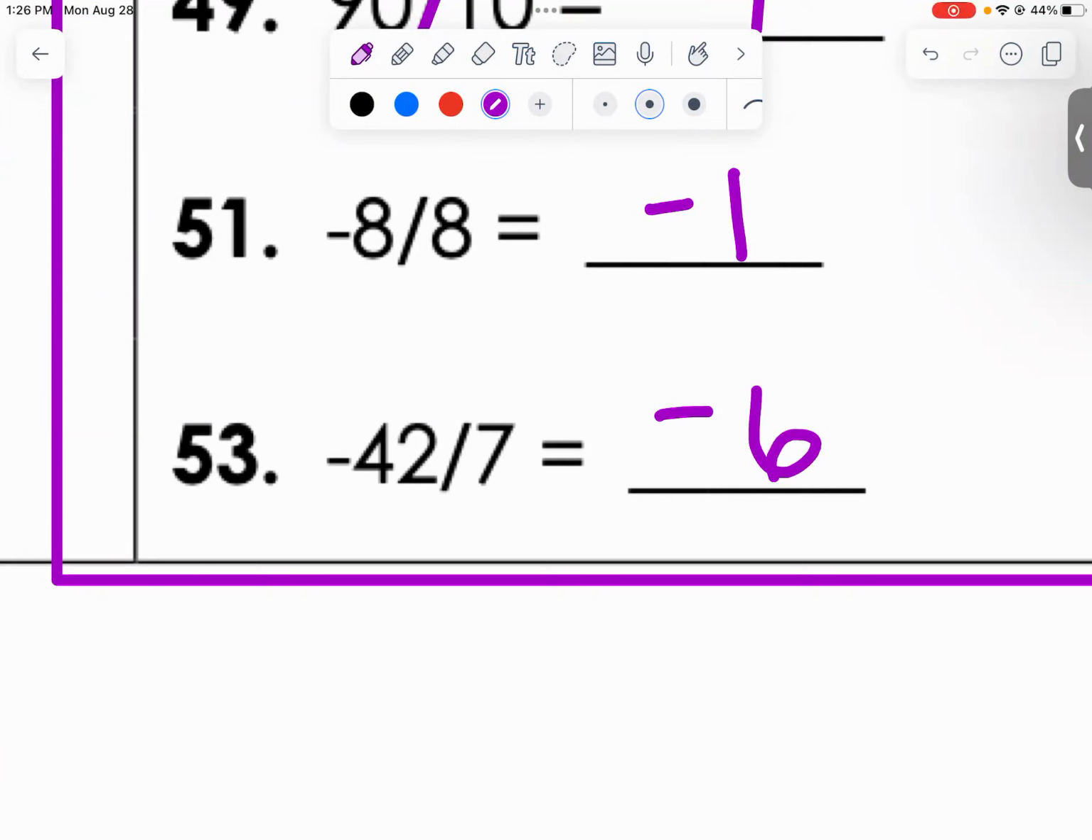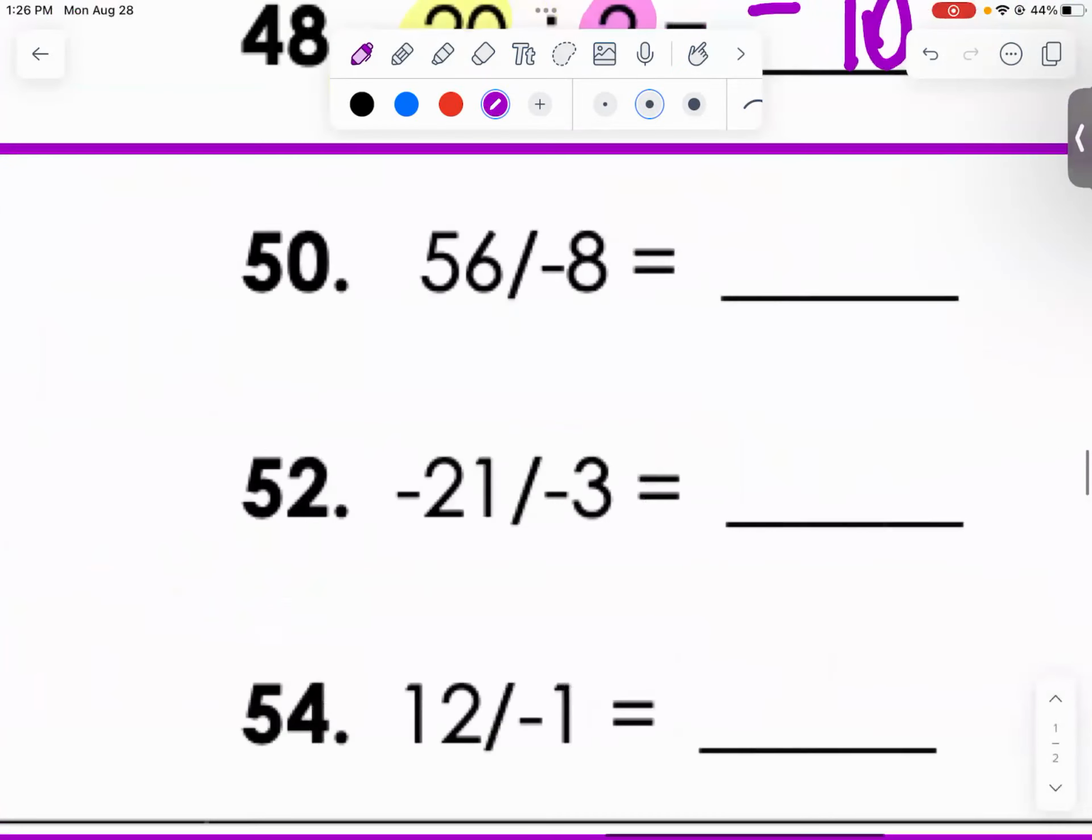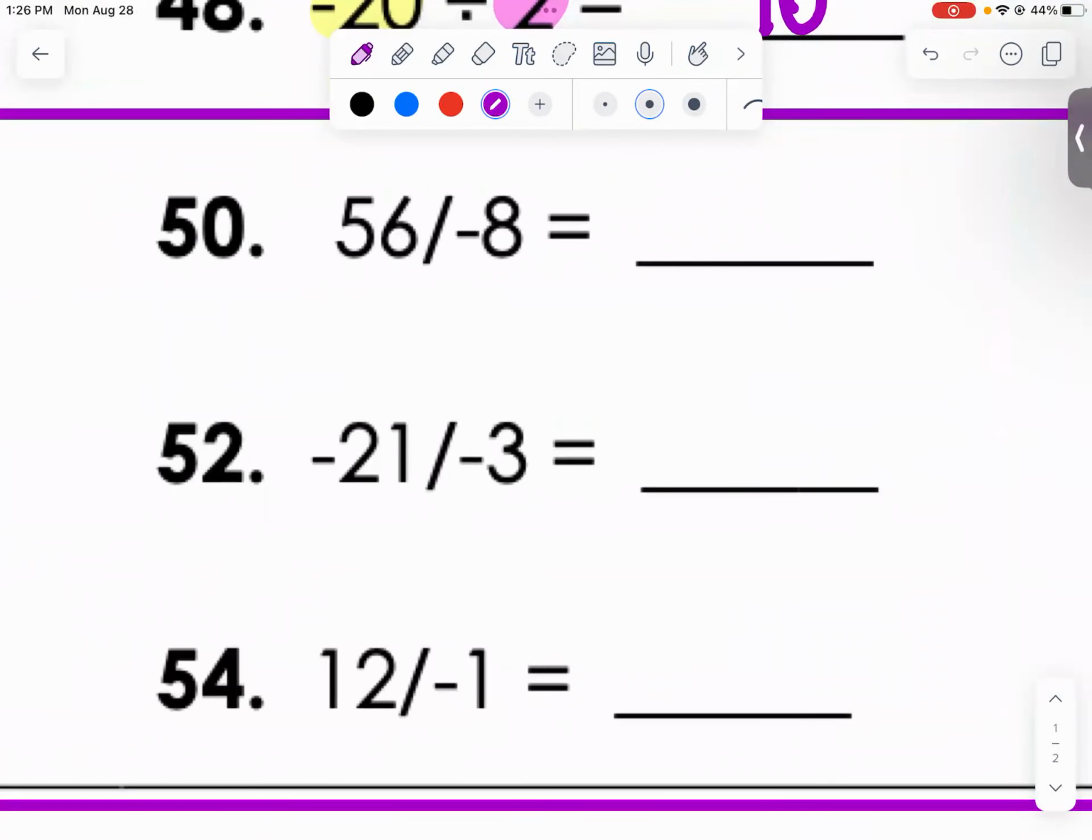Tony, do you have a question? Seven goes into 42 6 times. Okay. All right. Number 50. Sophia, what do you have for 56 divided by -8? -7. Very good.